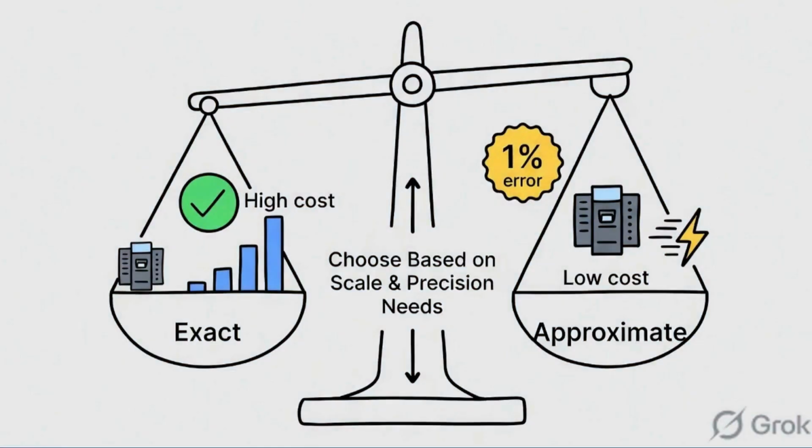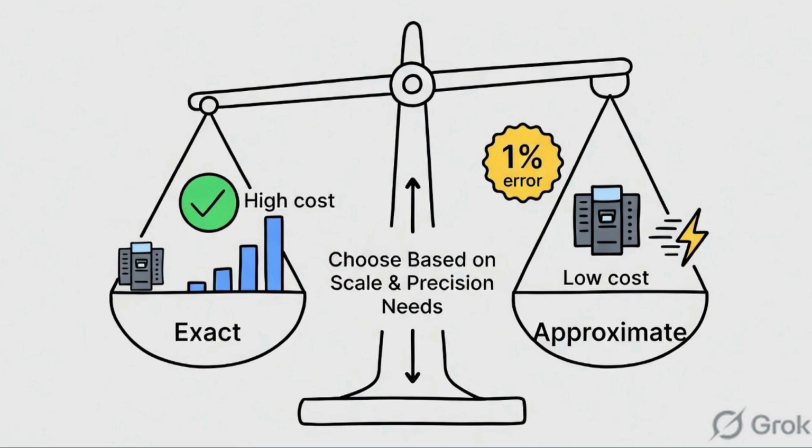Look at this balanced scale. It perfectly sums up the exact versus approximate percentile decision. On the left pan, exact. Green perfect tick for 100% accuracy, small data icon because it only works well on limited rows, and a tall high-cost bar showing the heavy CPU, memory, and time price you pay for sorting everything.